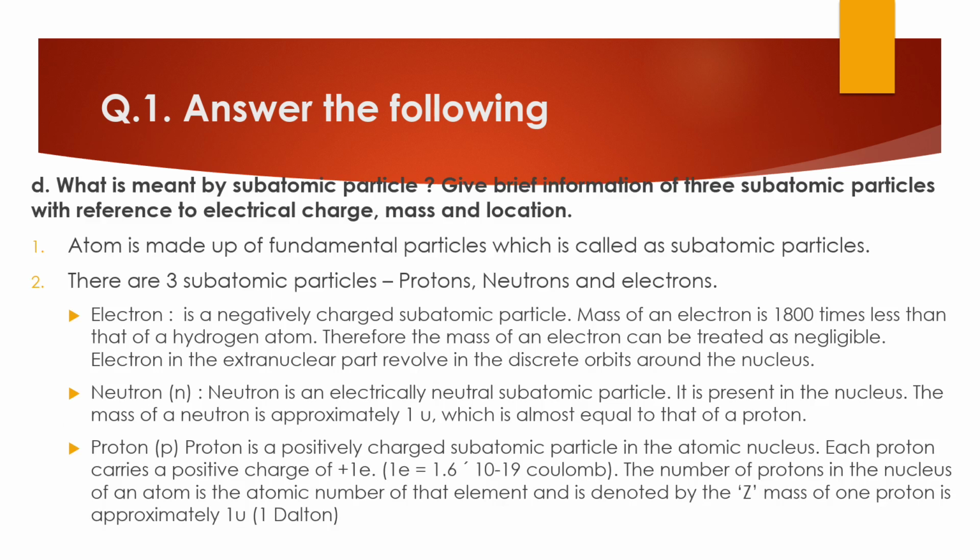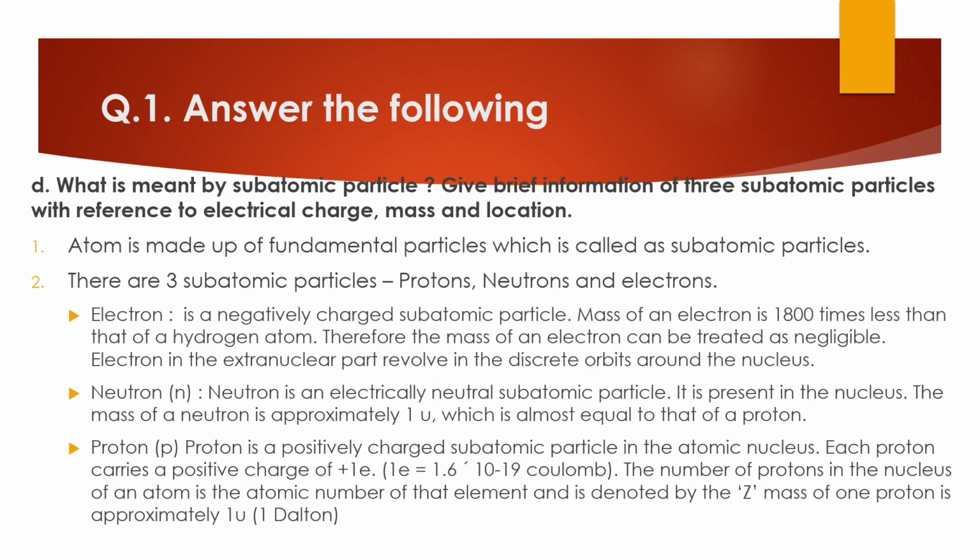Next question is, what is meant by subatomic particle? Give brief information of 3 subatomic particles with reference to electrical charge, mass and location. So an atom is made up of some fundamental particles, and those fundamental particles are called subatomic particles. There are 3 subatomic particles in an atom: proton, neutron and electron. So first, electron. The charge on an electron is negative. So it is a negatively charged subatomic particle.